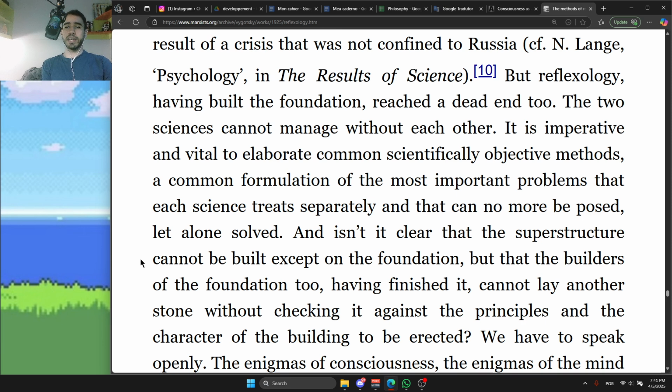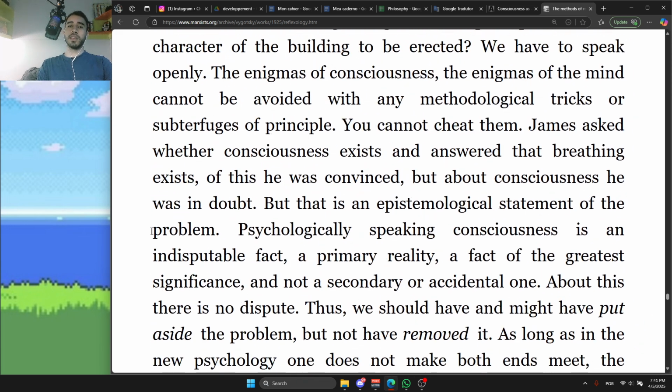And isn't it clear that the superstructure cannot be built except on the foundation? But the builders of the foundation too, having finished, cannot lay another stone without checking it against the principles and the character of the building to be erected. We have to speak openly. The enigmas of consciousness, the enigmas of the mind cannot be avoided with any methodological tricks or subterfuges of principle.